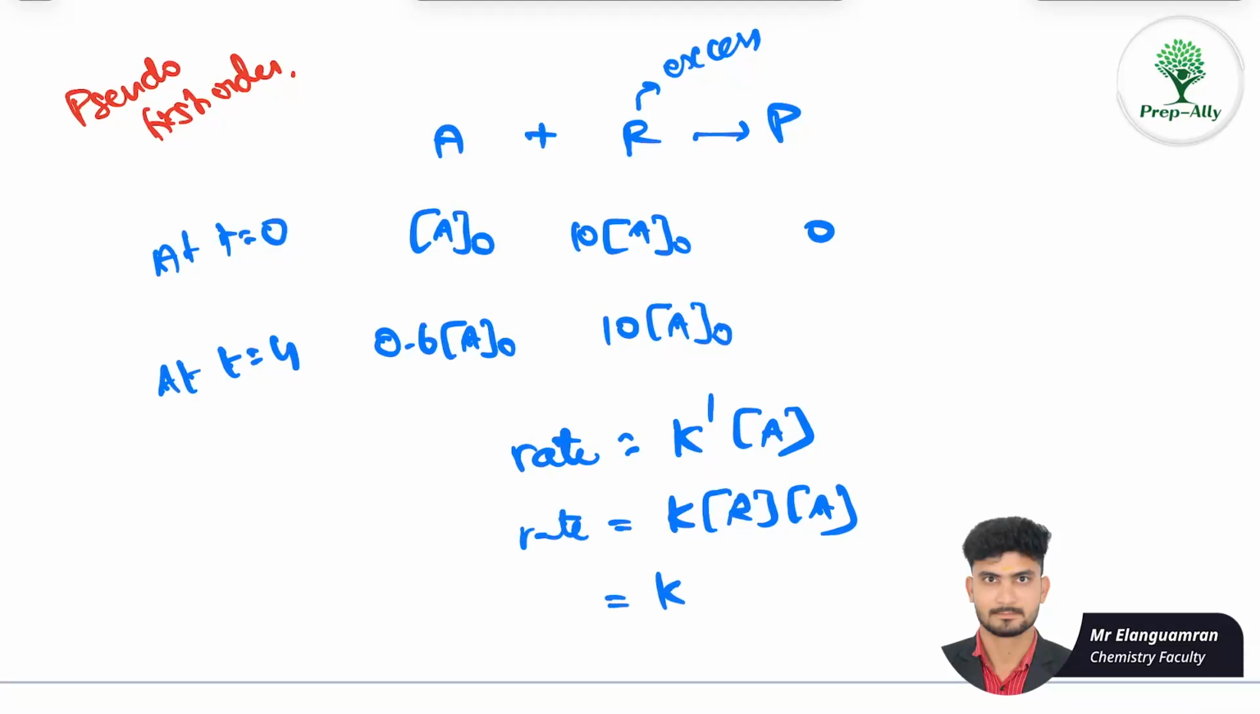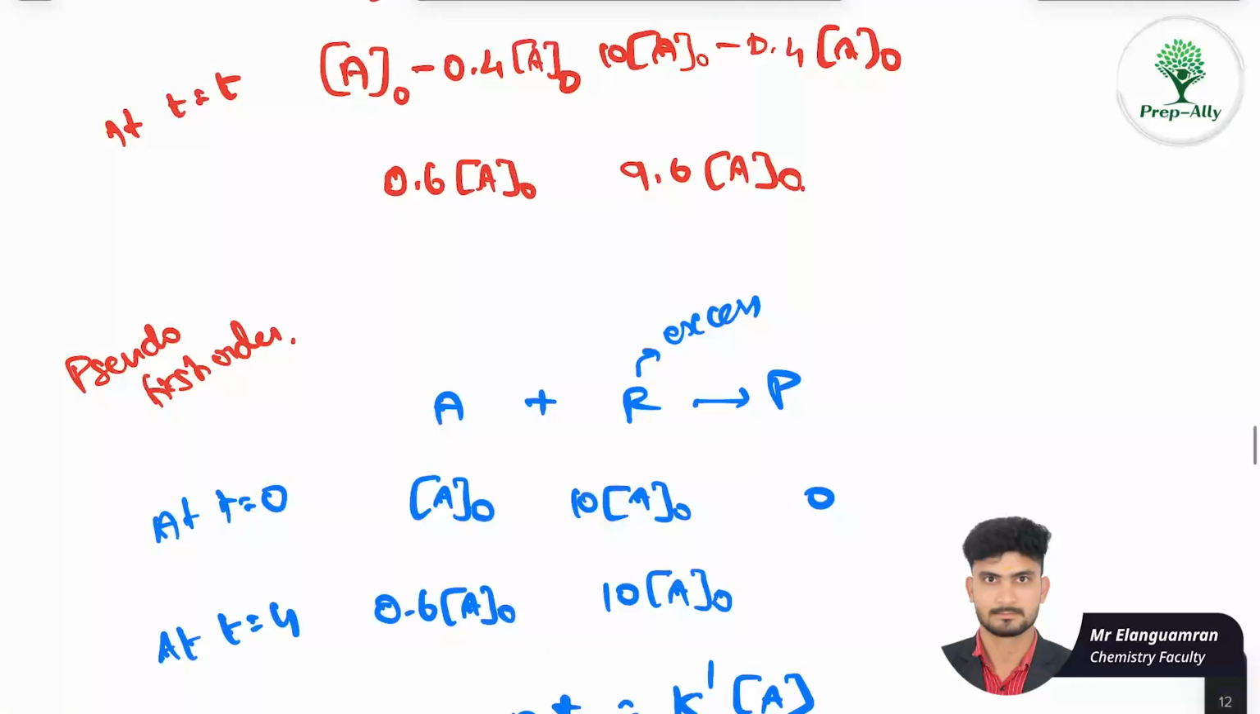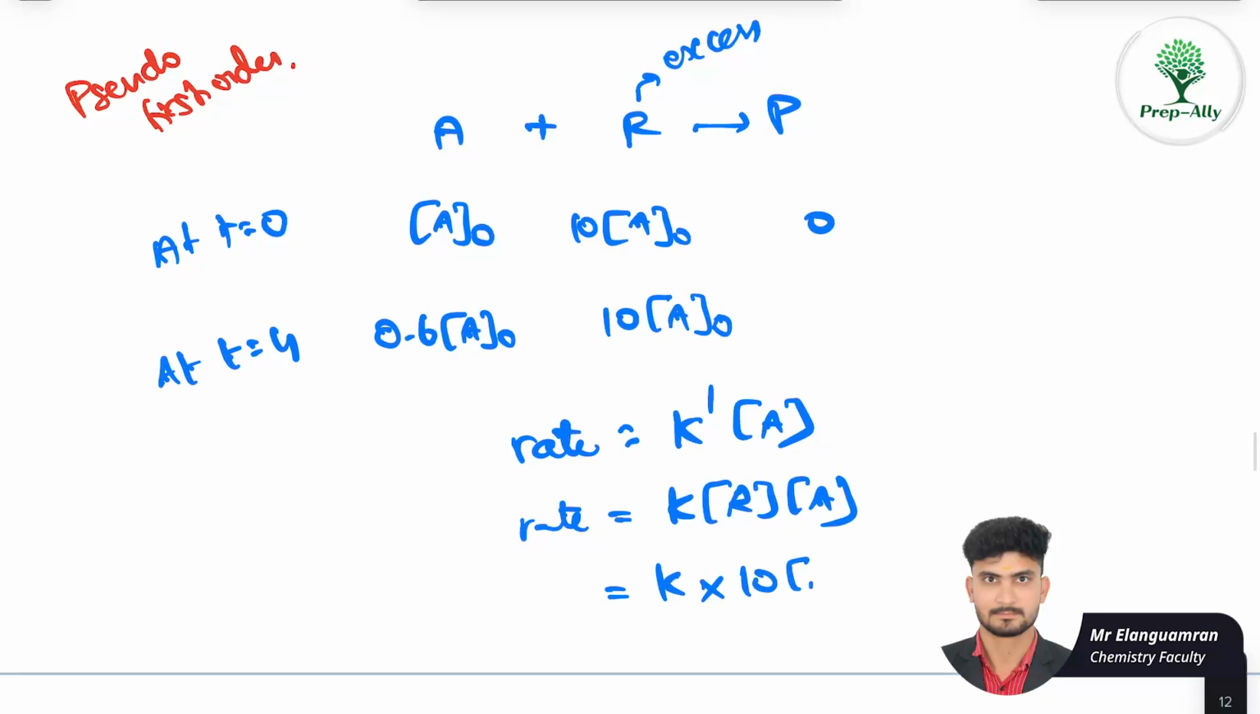Now I can write the rate of this equation as K into, what is the R concentration? 10 A naught, into 0.6 A naught, right?